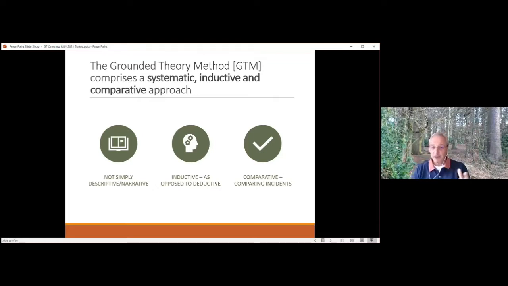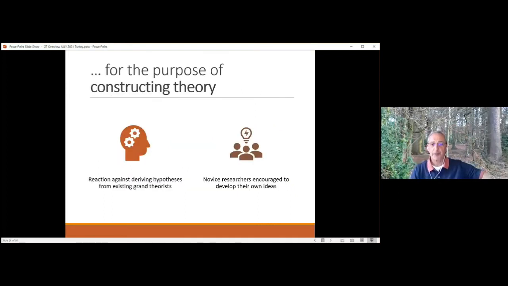It's inductive, so it's going from the bottom up, as opposed to the deductive approach, which they were criticizing. And it's comparative. You can keep comparing things. One of the original names for grounded theory was the method of constant comparison. In other words, you keep comparing. Initially, you get codes and you compare those, and then you develop categories and you compare those. So you're constantly comparing things. And then you even compare it with aspects of the literature, as we'll see.